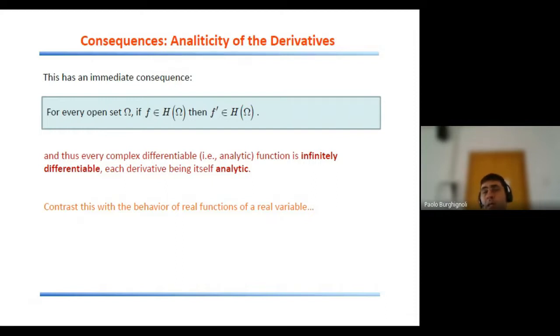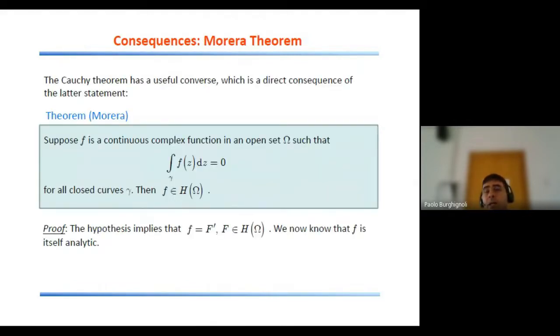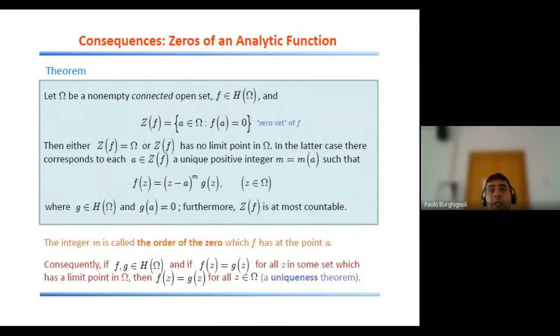We can define analytic functions in terms of differentiability, as we did, or we can define analytic functions in terms of representability as sums of power series. And finally, through Morera's Theorem, we can define them in terms of integrals, as those functions whose integral along any closed curve is equal to 0. Okay. That's another important consequence of Cauchy formula. And we will now speak about the zeros of an analytic function.